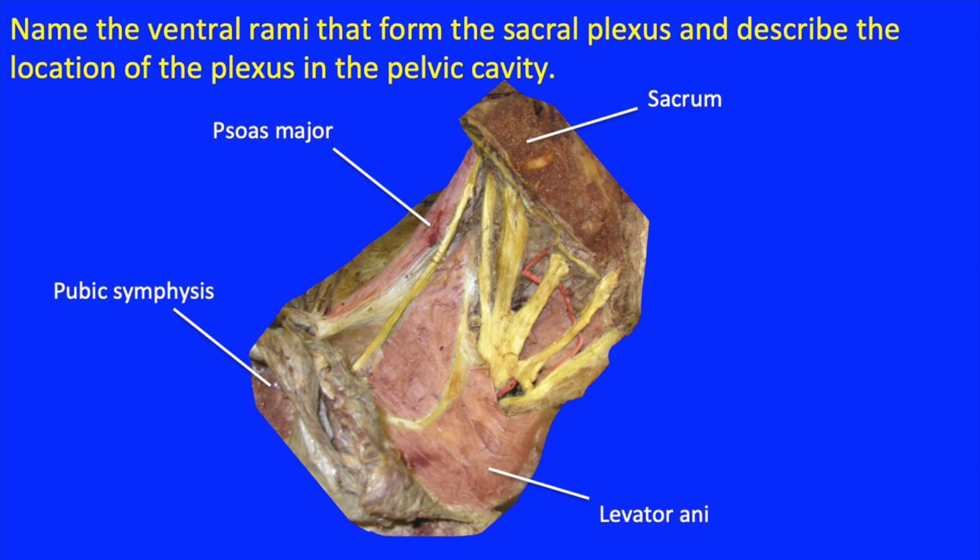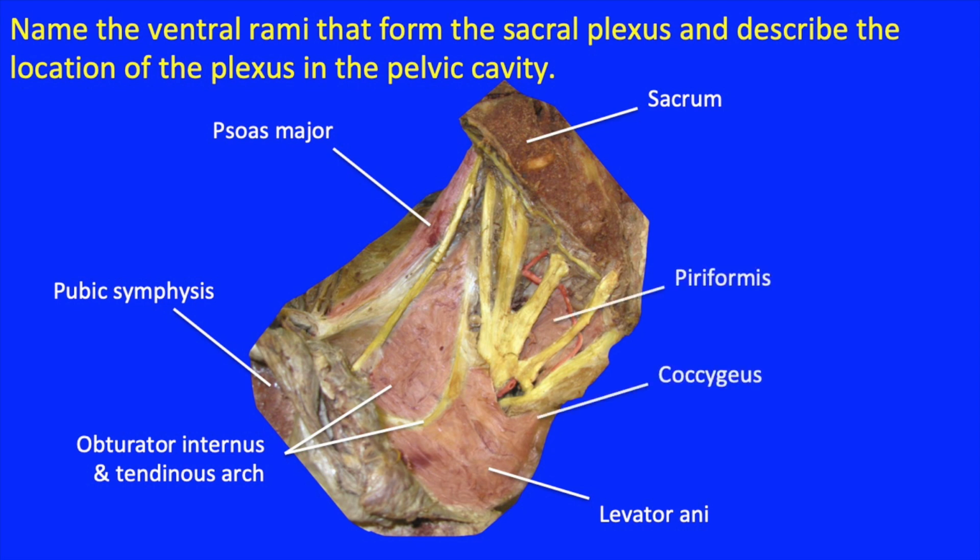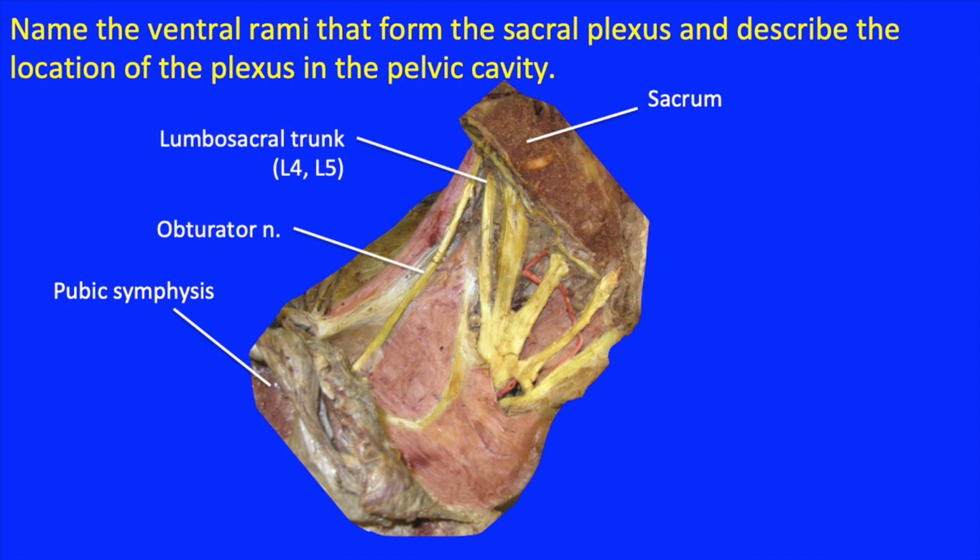Now we identify some of the muscles we have been discussing in this lecture. The levator ani, taking its origin from the tendinous arch of the fascia of the obturator internus. And finally, the coccygeus and the piriformis. We now identify nerves we may have seen previously when we studied the abdomen, the obturator nerve and the lumbosacral trunk, consisting of L4 and L5.